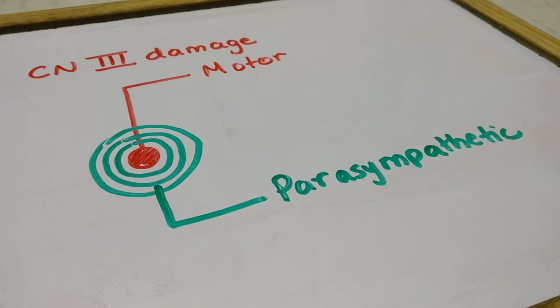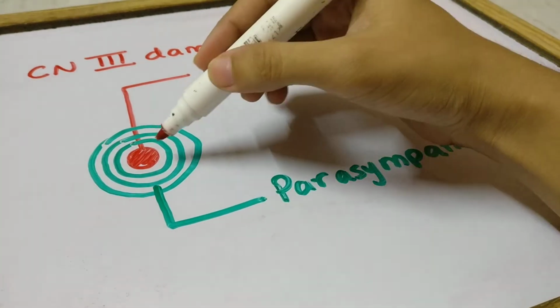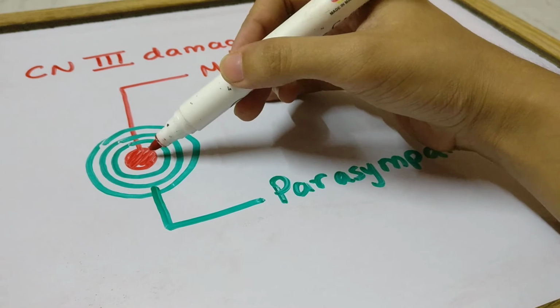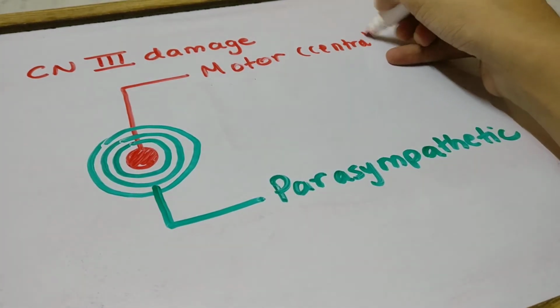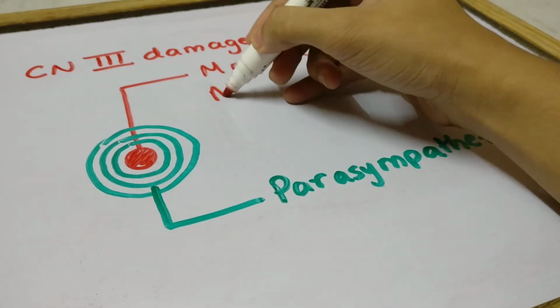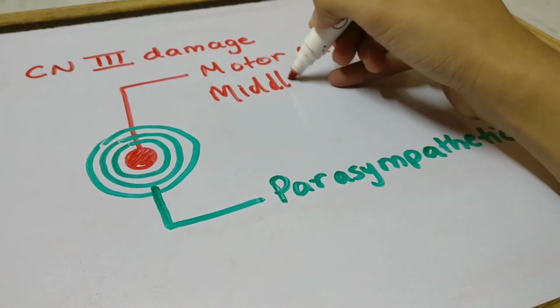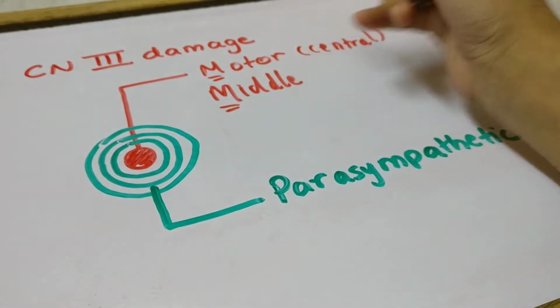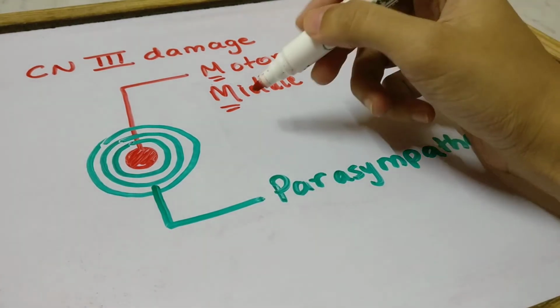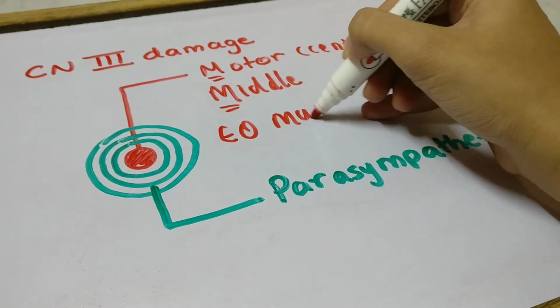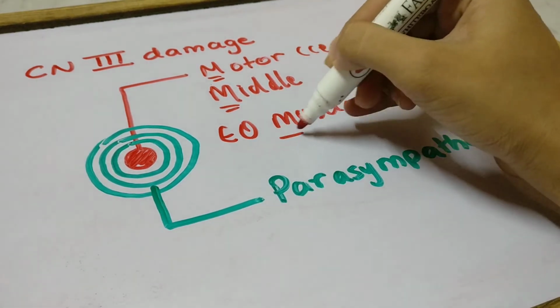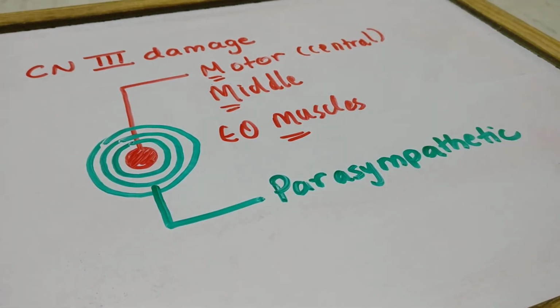So let's get started. The cranial nerve 3 has the inner fibers, which are known as the central fibers. They are the motor fibers. Now I call them the middle fibers because M for middle and M for motor. It's just so easy to remember that way. And they supply the extraocular muscles. So M for muscles, and that makes life so simple.